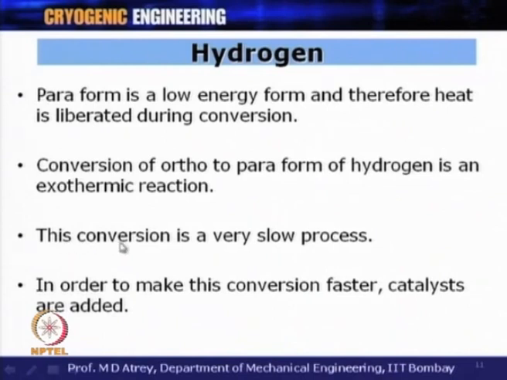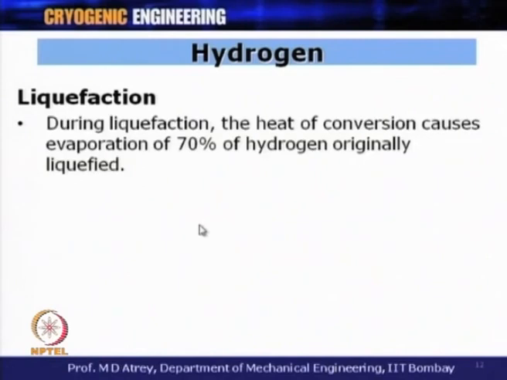But if I want to make this process of conversion very fast, then what I have to do is add a catalyst to this reaction. So, in order to make this conversion faster, catalysts are added. There are different kinds of catalysts, there are 3 or 4 types. They have to be added in correct quantity in order to convert the ortho hydrogen to para hydrogen as fast as possible, or to make the reaction faster. So, I just said during liquefaction, the heat of conversion causes evaporation of 70% of hydrogen originally liquefied.